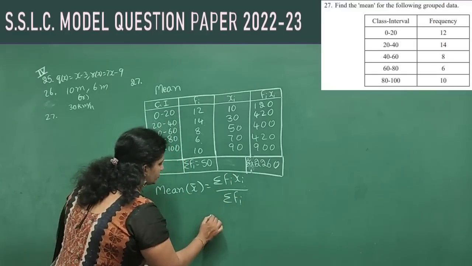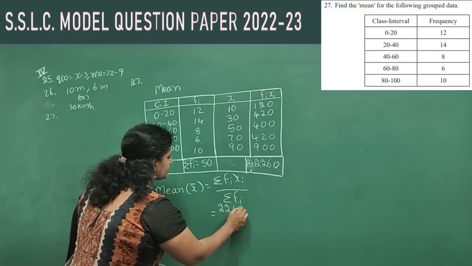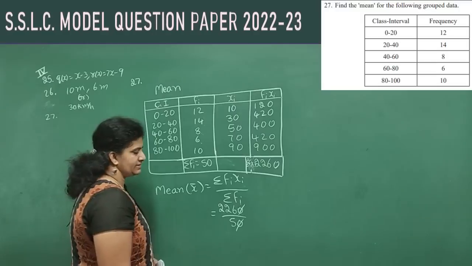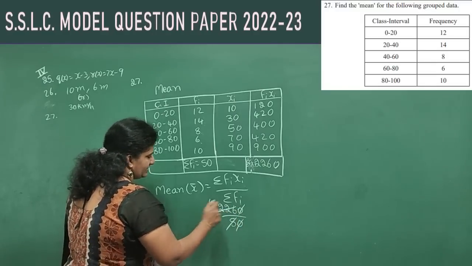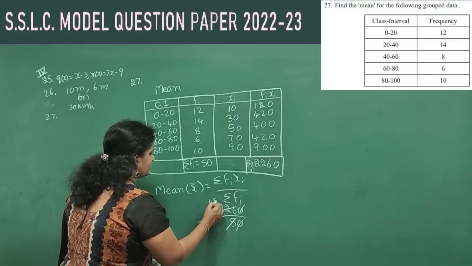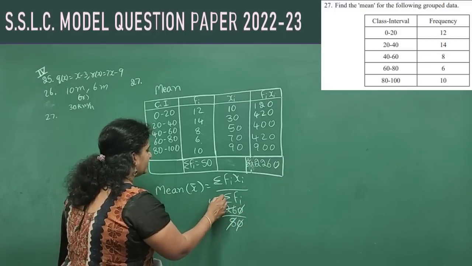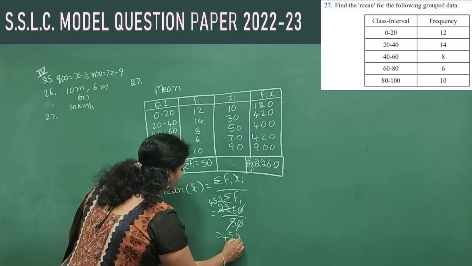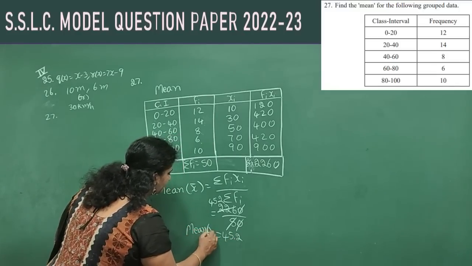Now substitute those values in mean formula. 2260 by 50. 0, 0 cancel. 5 4s are 20. 26 left. 5 5s are 25. 0.1 left, 10. That is 5 2s are 10. So your answer is 45.2 is the mean for the given data.